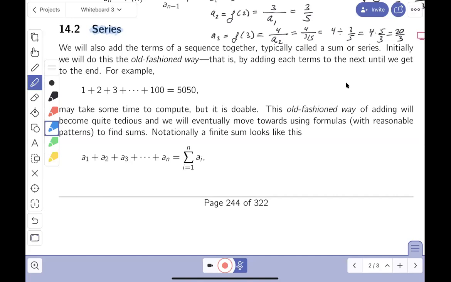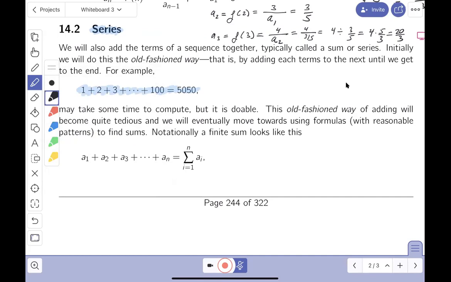That's not bad. Initially, we'll do this the old-fashioned way. What is that? One term at a time. 1 plus 2 plus 3, and so on. However, we need to get a speedier way of doing it. But let's worry about that later. We'll add them together. There's a problem, though. So let me put out an example.